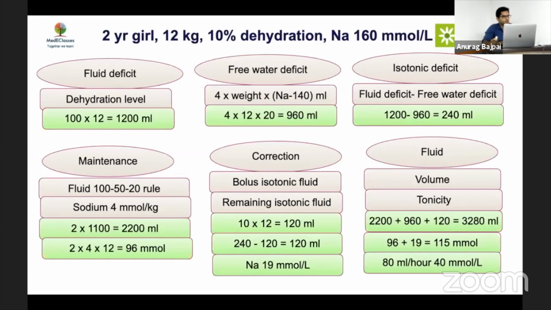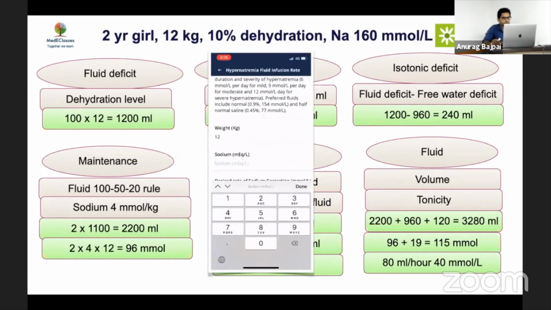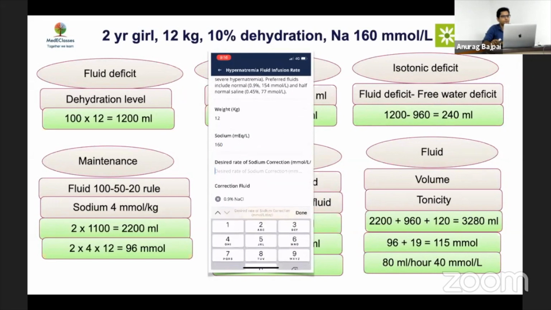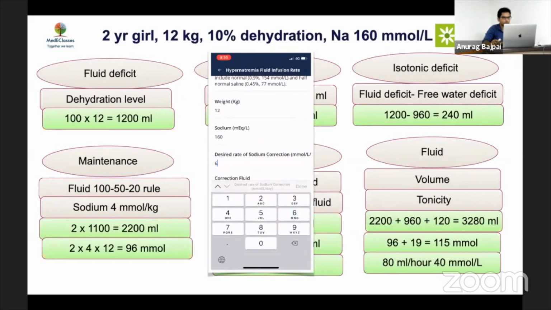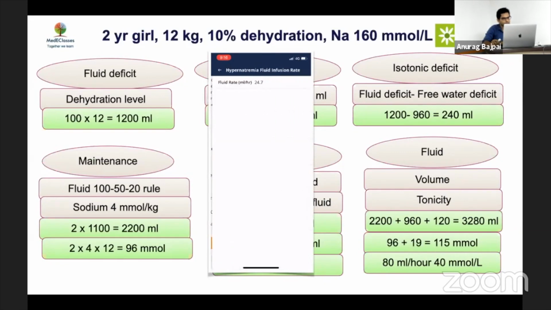So again, the same equation for hypernatremia, we have put forward a very simplified version. You can just put the weight and the amount of sodium, the levels and the desired rate of sodium correction, and whether you want to use normal saline or half normal saline, you will get the exact amount of volume which is required.